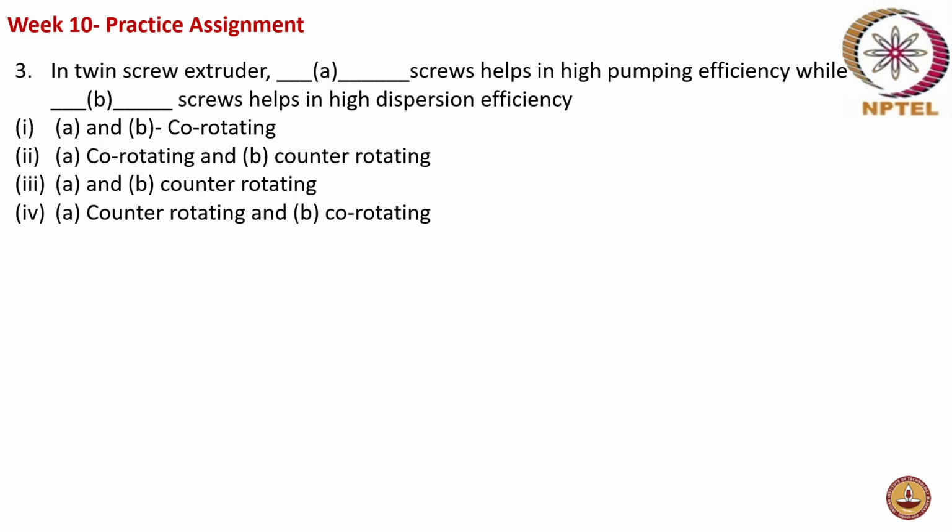Now let's see the next question. In a twin screw extruder, dash screw helps in high pumping efficiency, while dash screw helps in high dispersion efficiency. So, is it co-rotating screws for both cases, or co-rotating screws for high pumping efficiency and counter-rotating for high dispersion efficiency, or is it counter-rotating for both cases, or counter-rotating screws for high pumping efficiency and co-rotating screws for high dispersion efficiency? Which of these is right?